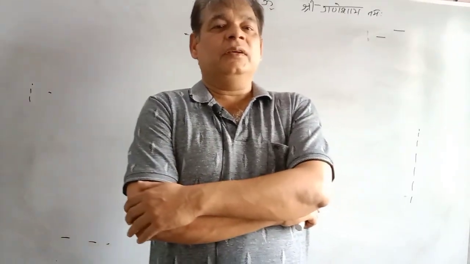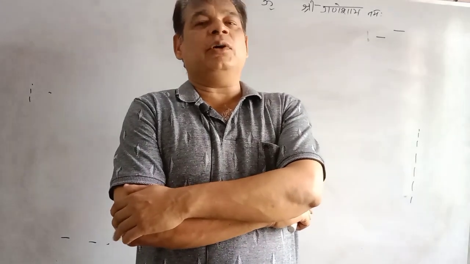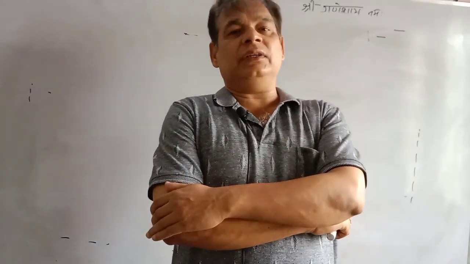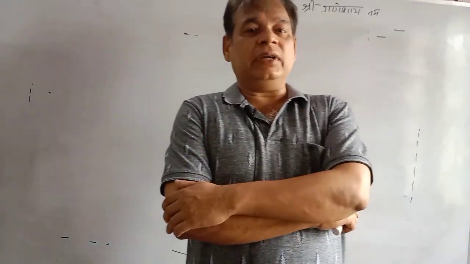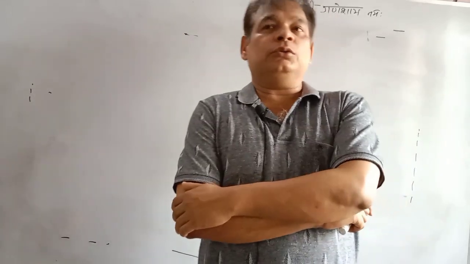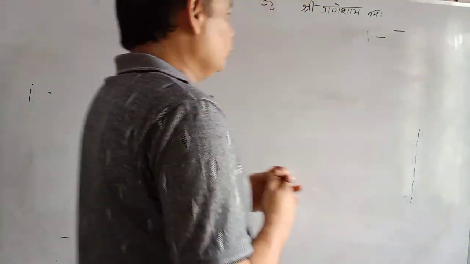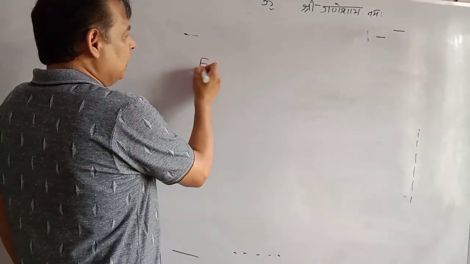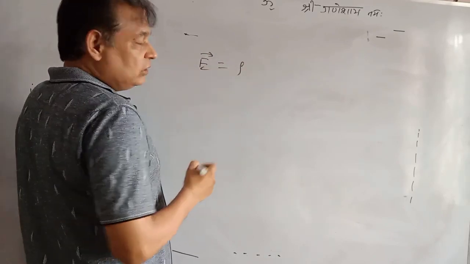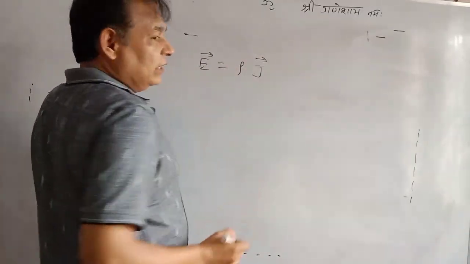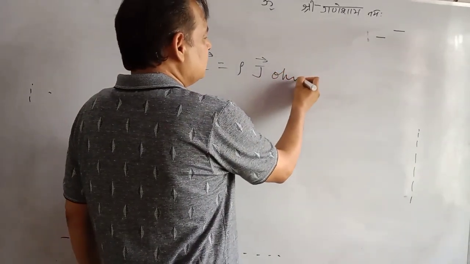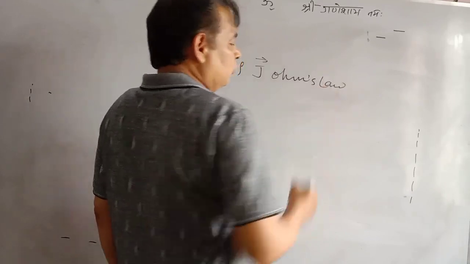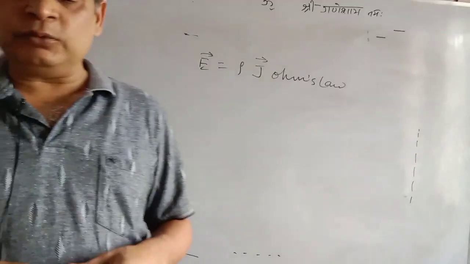Hello friends, in previous lectures we have studied drift velocity, electric field and current density. We established the relation between electric field and current density. Now we are going to do some questions on that formula. We had studied electric field E equals resistivity into current density. That's the vector form of Ohm's law, and we will do some questions based on this formula.